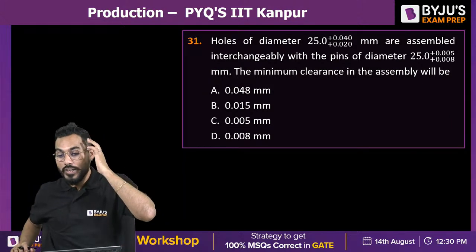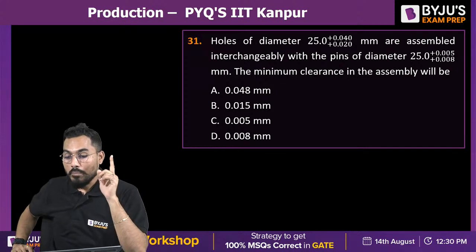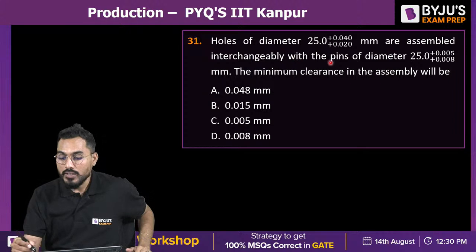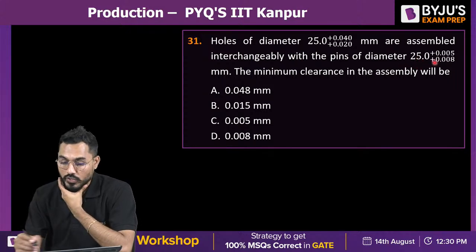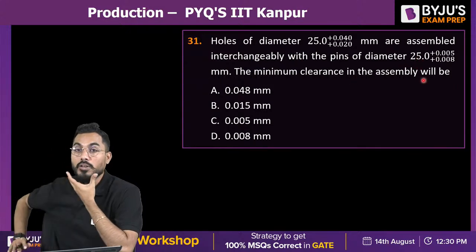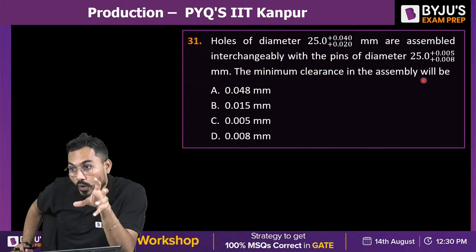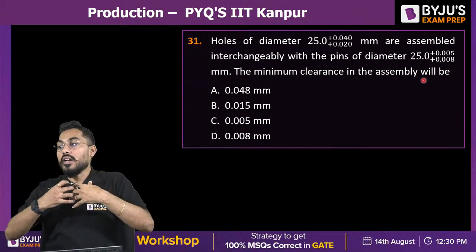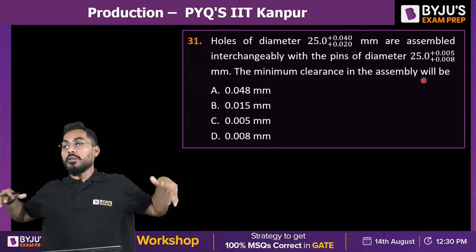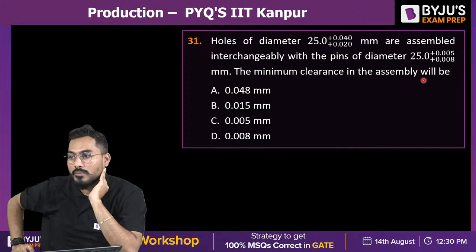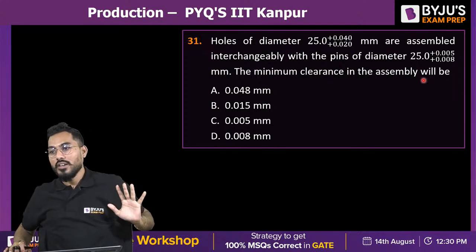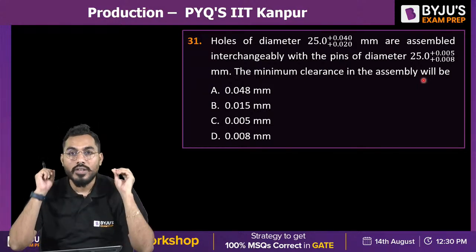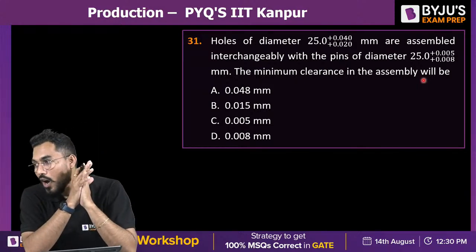Next question. Holes of diameter 25 plus 0.02 plus 0.04 mm are assembled by interchangeable assembly with pins of diameter this much millimeter. The minimum clearance in the assembly will be. So the size of the diameter, that is the hole, is given. The size of the pin, that is the shaft, is given, and they are assembled together, and it was asked to calculate the minimum clearance. Now you have to solve this question and tell me what the answer is. There is no second thought to it. You should be able to solve this numerical without any doubt, and tell me how much it is coming.